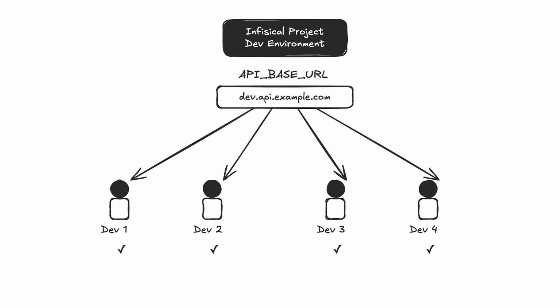Now here's another scenario. You're on a team of 5 developers. Everyone is pulling secrets from the same Infisical project, the same dev environment, the same API base URL, the same everything. That's the whole point of centralizing your secrets. You get one source of truth, everyone stays in sync, there's no stale .env files floating around on laptops.